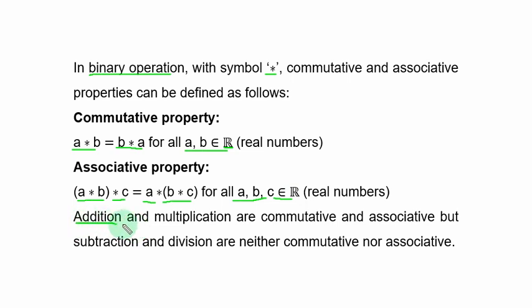Addition and multiplication are commutative and associative, but subtraction and division are neither commutative nor associative. So in this aspect, what we'll be dealing mostly with is addition and multiplication in modular arithmetic in respect to commutative and associative properties.